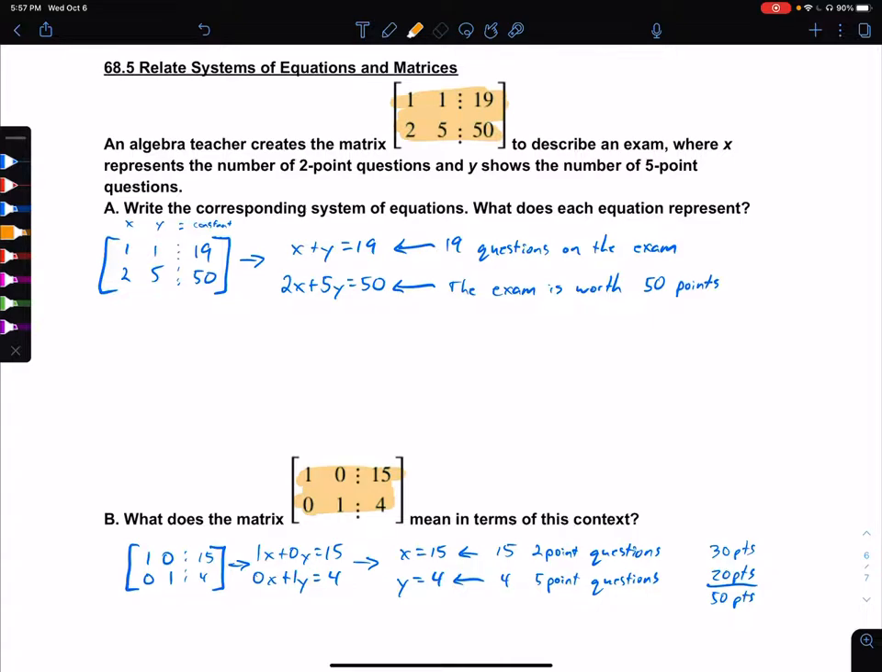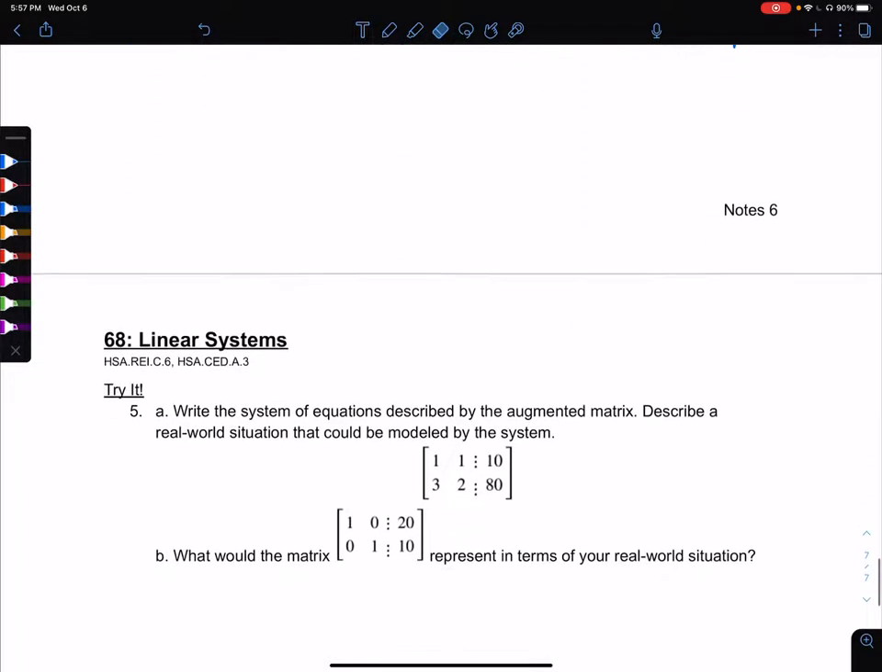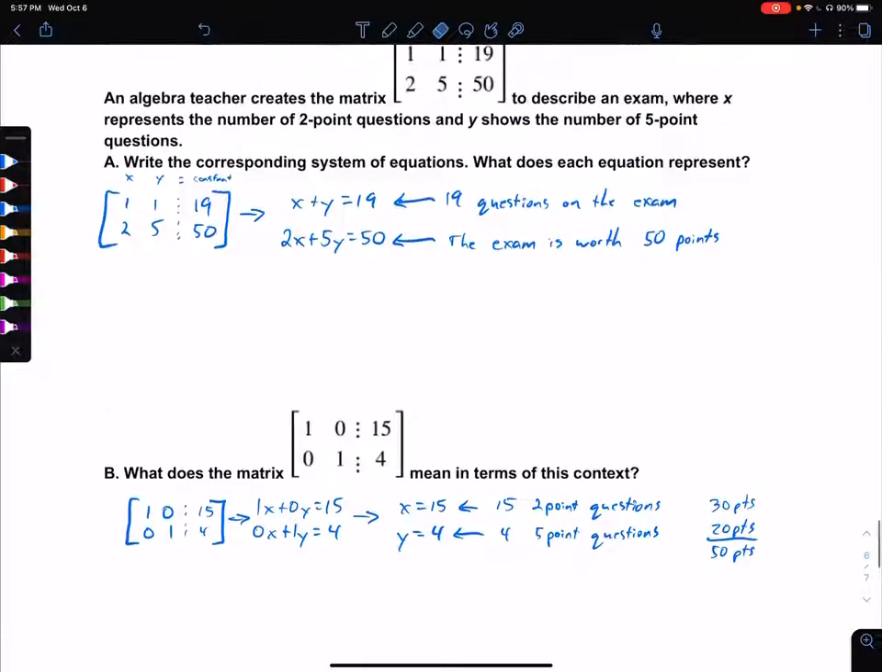All right, that is it for that one, and that is it for this section. So you can try the try it problems, and you should be good.